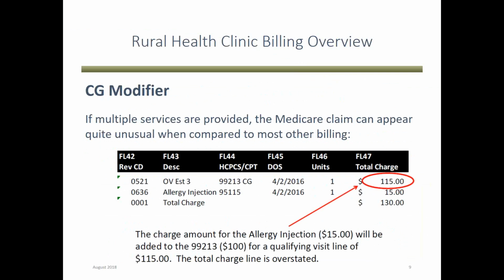In addition to the incidental service charge being added to the CG line and represented in a bundled charge of $115, additional detail is provided for the incidental service on the same claim form. A second line is included in our example for the allergy injection, the 95115 procedure code, with its unique charge of $15.